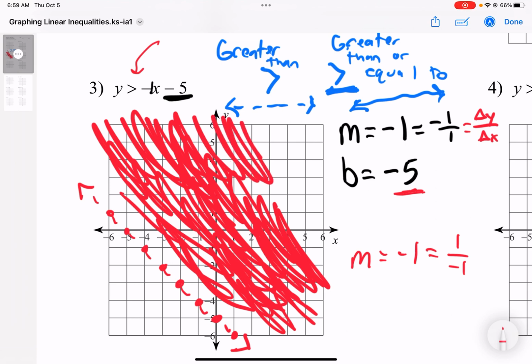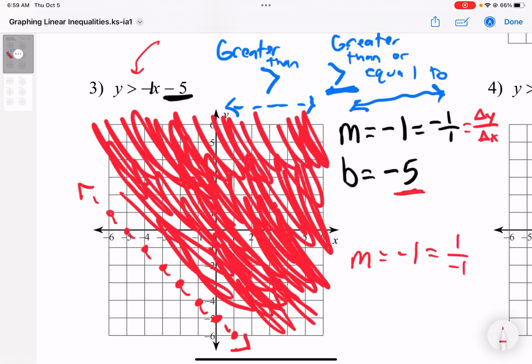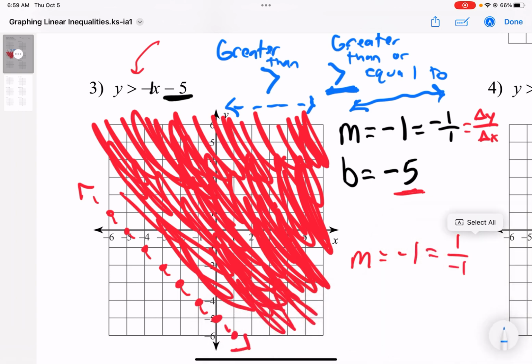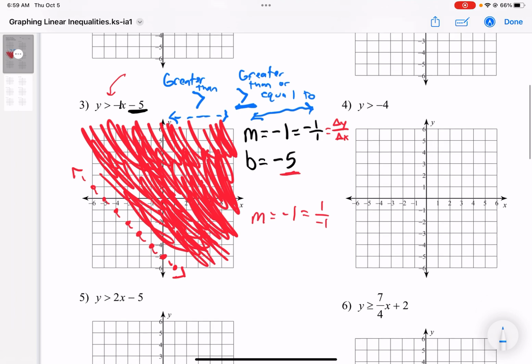And there we go. All right. You can think of points that would be inside or outside the line from here. All right. I think that's it for the video.